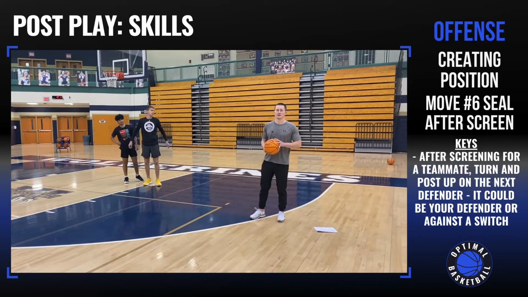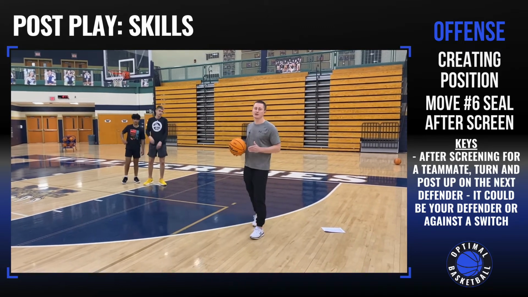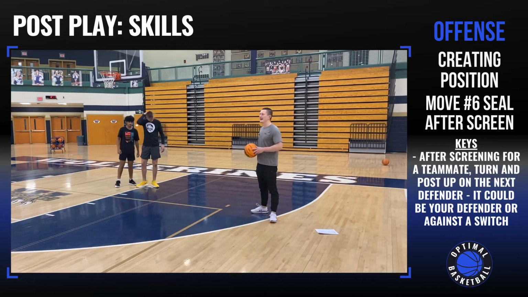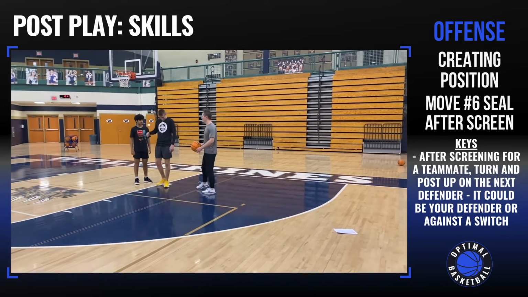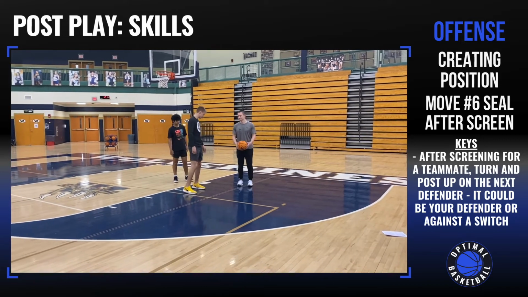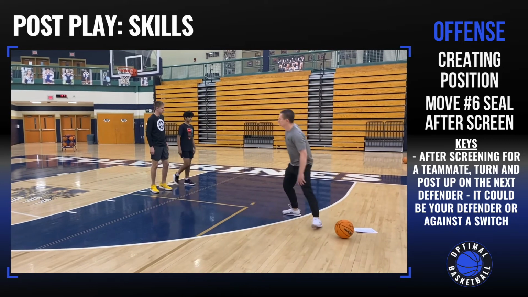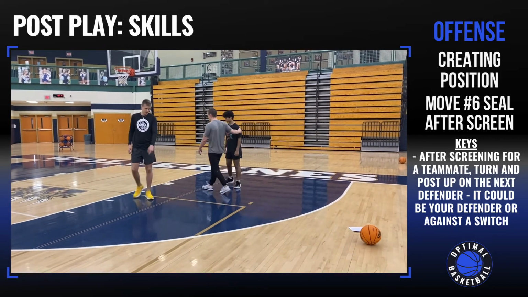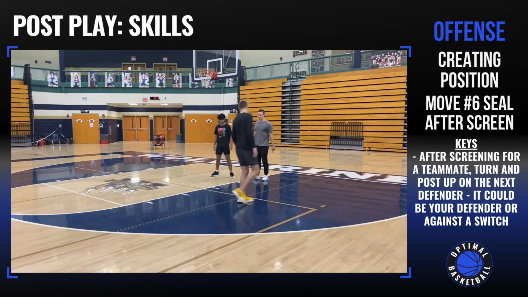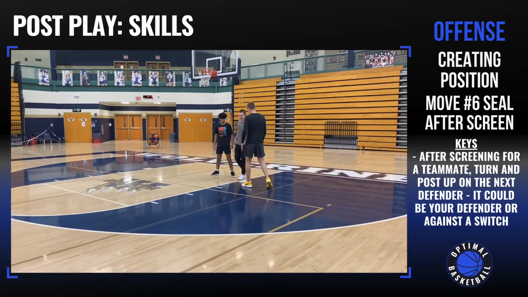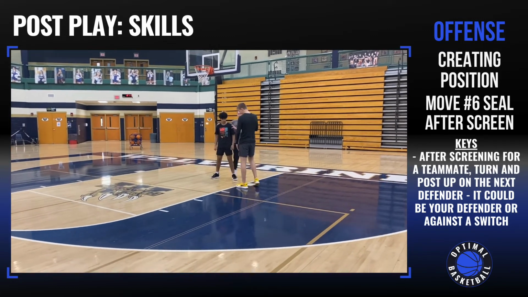Now the next one we're going to talk about, creating position out of the post, is sealing your defender after a down screen. So what we're going to say is, I am Jake's defender. Okay. Taha, you're going to be the offensive cutter. So you're going to start about right here. And then Jake, you can just come right here. You're going to set a screen for Taha. So what we're saying is, I am guarding the screener. He is coming to set a down screen right here.